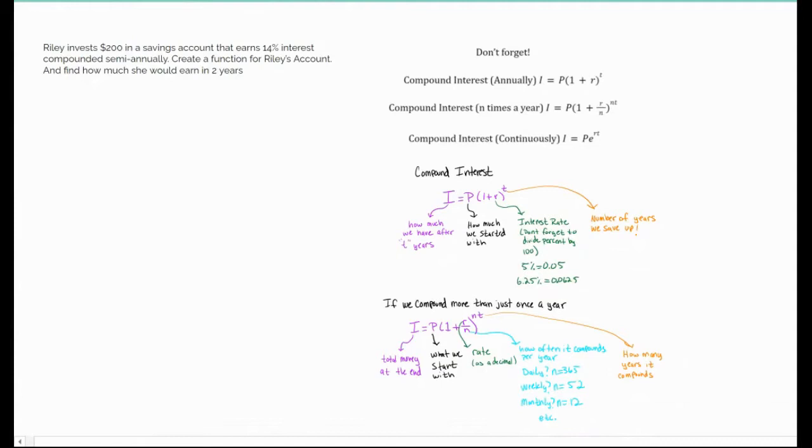Riley invests $200 in a savings account that earns 14% interest compounded semi-annually. Create a function for Riley's account and find out how much she would earn in 2 years.